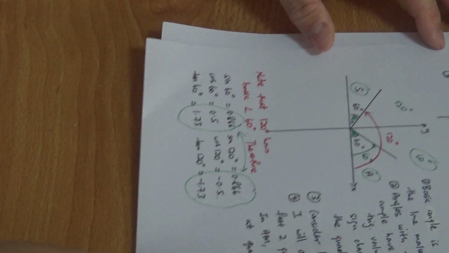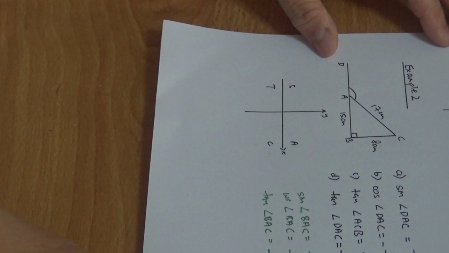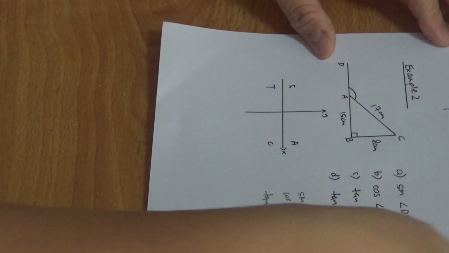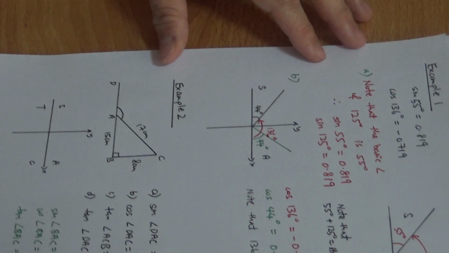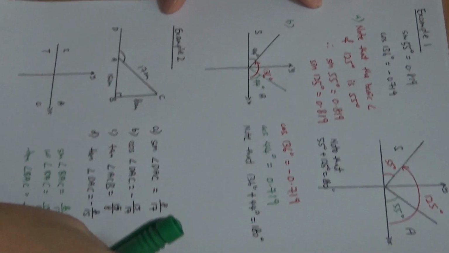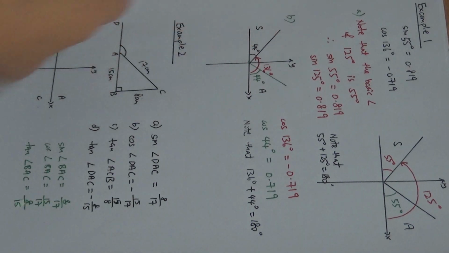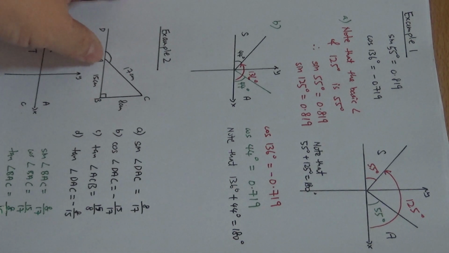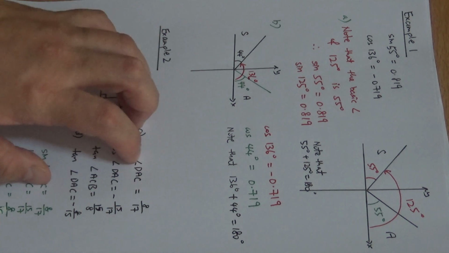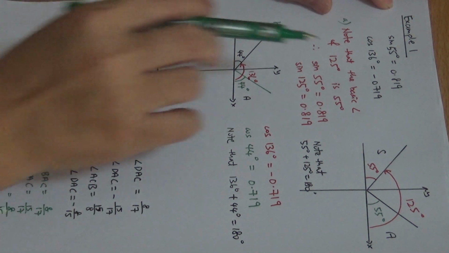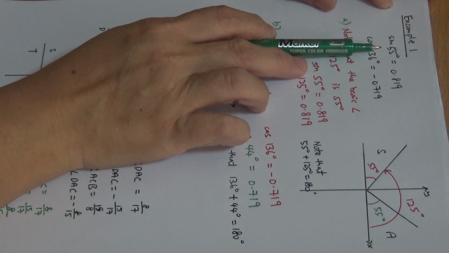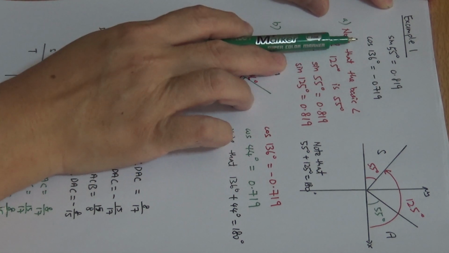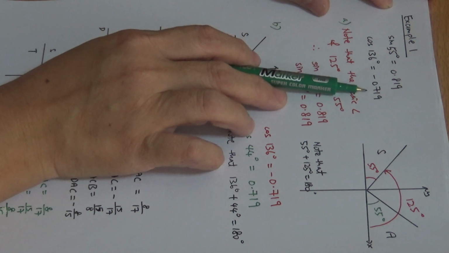Okay, now next, I'm going to example 1 of your textbook. Now let's take a look at this particular example. They tell you in the question that sine 55 degrees is 0.819 and cosine 136 degrees is this.